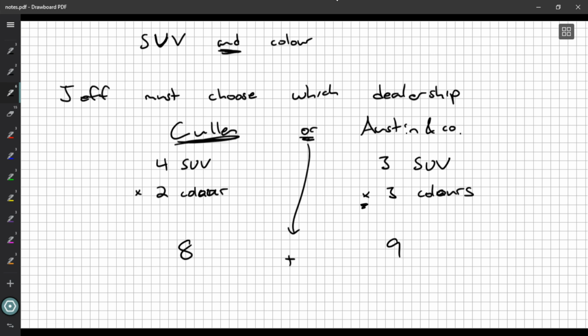Okay. He can't buy an SUV at both of them. He's only buying one SUV. So that gives us 8 at Cullen plus 9 different ways at Austin & Co. And that gives a total of 17 different ways for Jeff to purchase his SUV. Okay. All we had to do was break it down using language, understanding what Jeff needed to do, what choices he needed to make, and how many choices he had for each option.